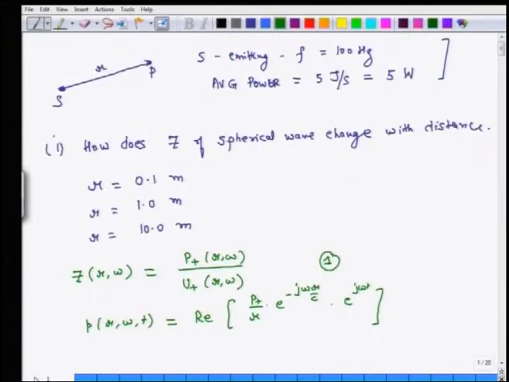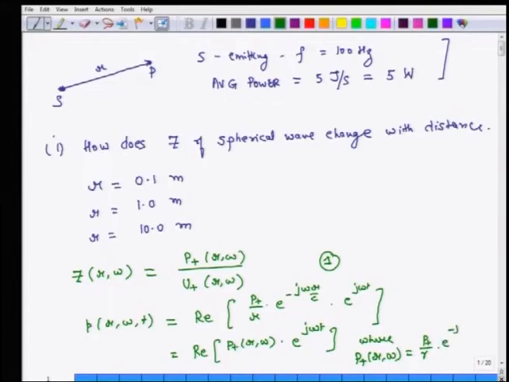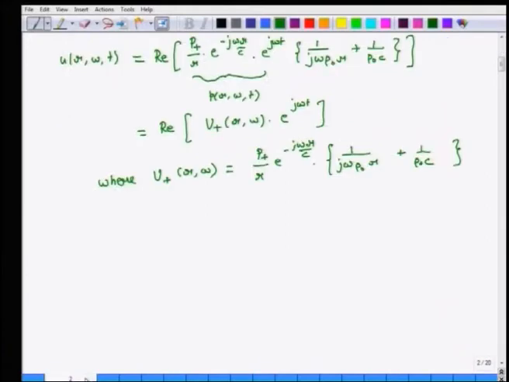Now, we will go back and slightly modify the equation for pressure also. So, the equation for pressure can also be written as the real part of P plus, which is a function of r and omega, times e to the j omega t, where P plus of r and omega equals complex pressure amplitude divided by r times e to the minus j omega r over c. So, I call this equation 2, and the equation here is 3.